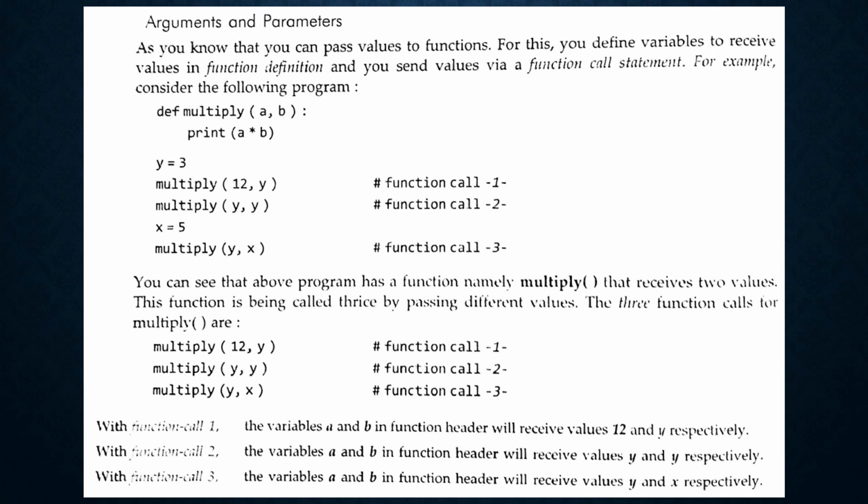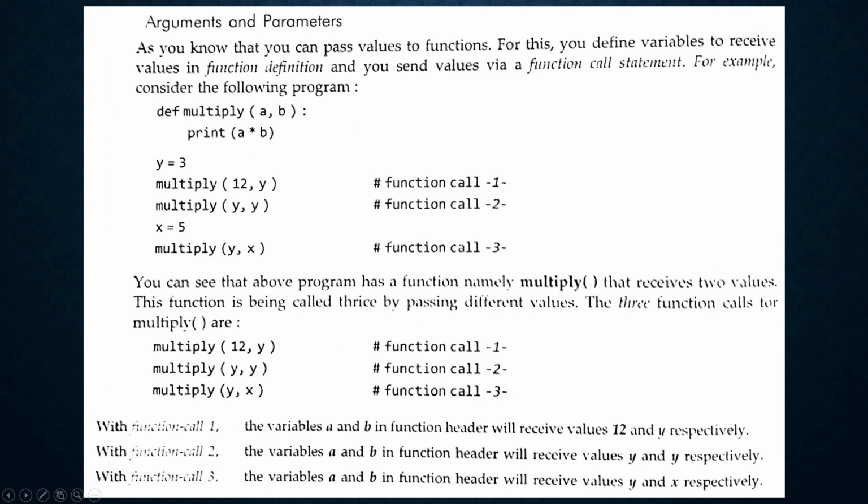So the order of execution is like this. First it will execute the definition multiply(a, b), but it will not execute print a, b. It just checks whether that particular function definition is proper or not. If it is over, then it will check y equal to 3, and then multiply.